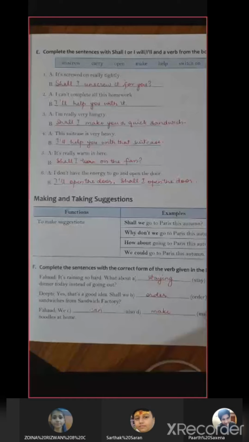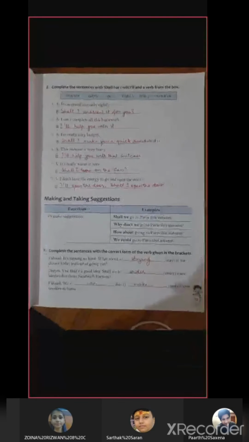Both are correct. Now making and taking suggestions. Either you are suggesting something to somebody or you are listening to the other person's suggestion. Shall we go to Paris this autumn? Are you suggesting? So we use shall. Why don't we go to Paris this autumn? So you're making a suggestion.